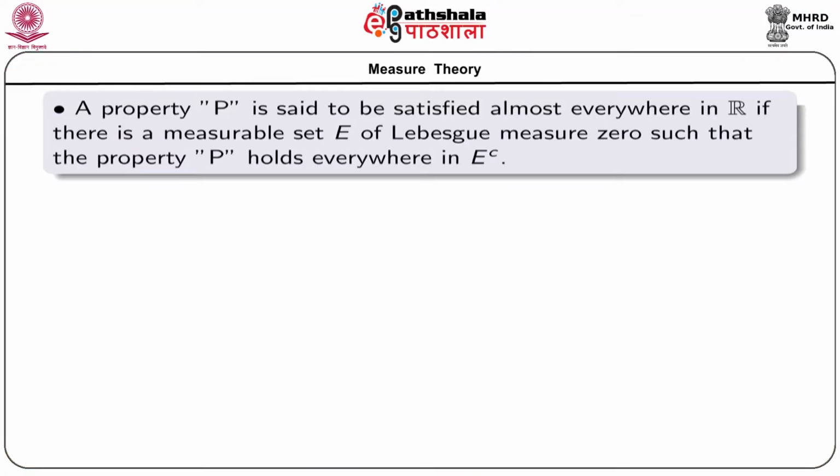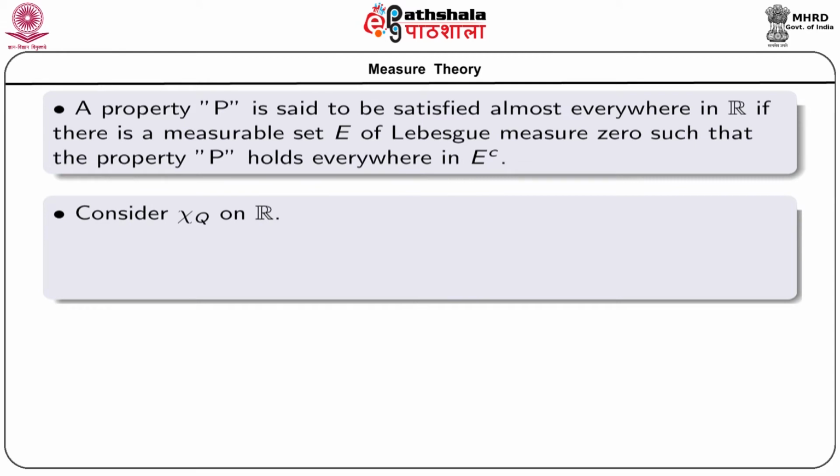We start with a very basic notion in measure theory, which is used very often in many places in measure theory. A property P is said to be satisfied almost everywhere in R if there is a measurable set E of Lebesgue measure 0 such that the property P holds everywhere in E complement. Let us see two examples.